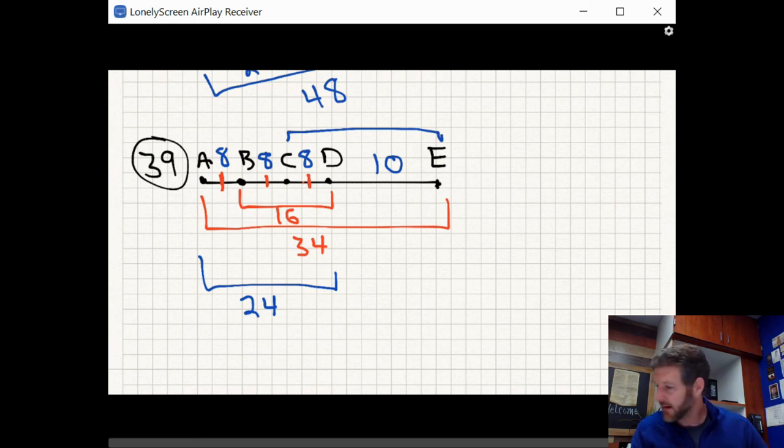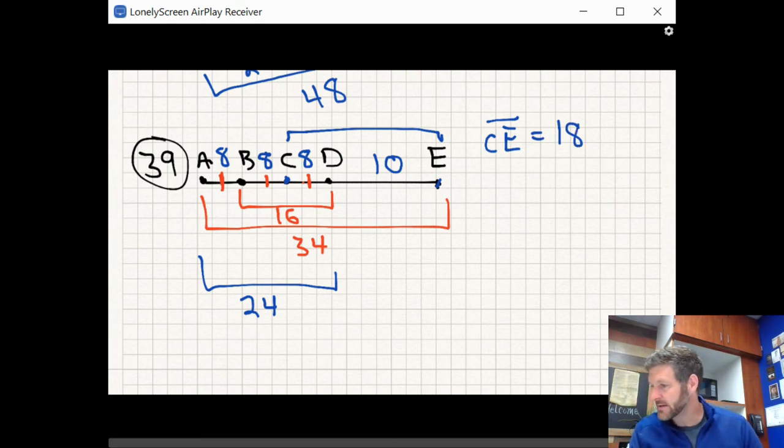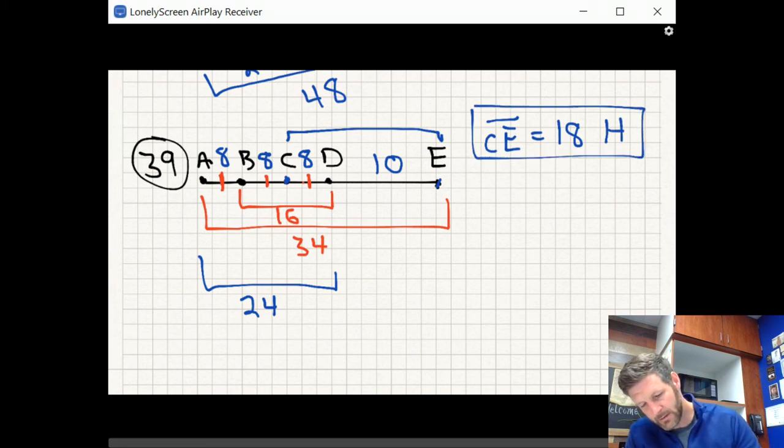So now what am I trying to find again? I'm trying to find C to E. Well, that's 8 plus 10. So CE, oh, I'm sorry, 8 and 10, so CE must be 18. Do I have that as an option? Yes, it is H. Bingo. Boxed, and we are done.